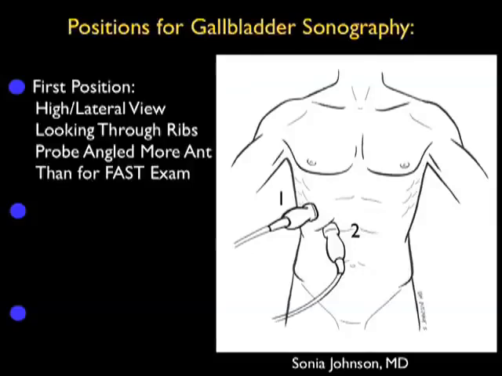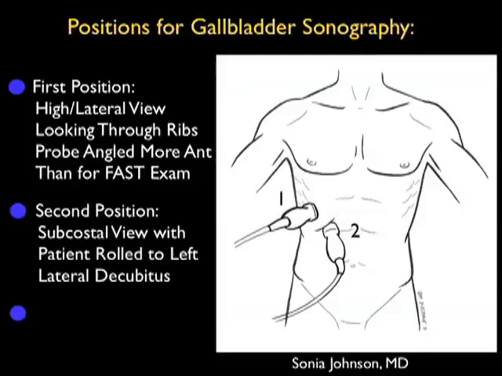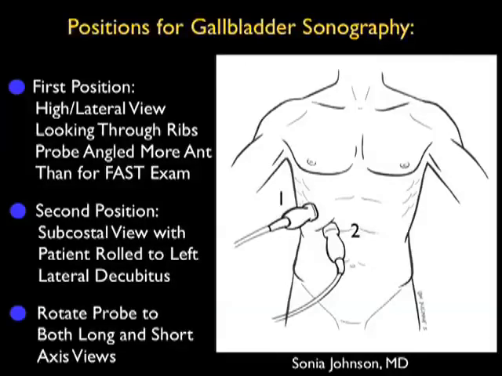As shown in probe position 1, the first position that's often used for gallbladder sonography is going to be known as the high lateral view, in which we're looking through the ribs. It's best to use a smaller footprint probe for this exam so that we can easily sit the probe between the ribs. We're going to be coming in a view that's very similar to the right upper quadrant view for the trauma fast exam. However, the probe here is angled more anteriorly than for the fast exam to image the gallbladder.